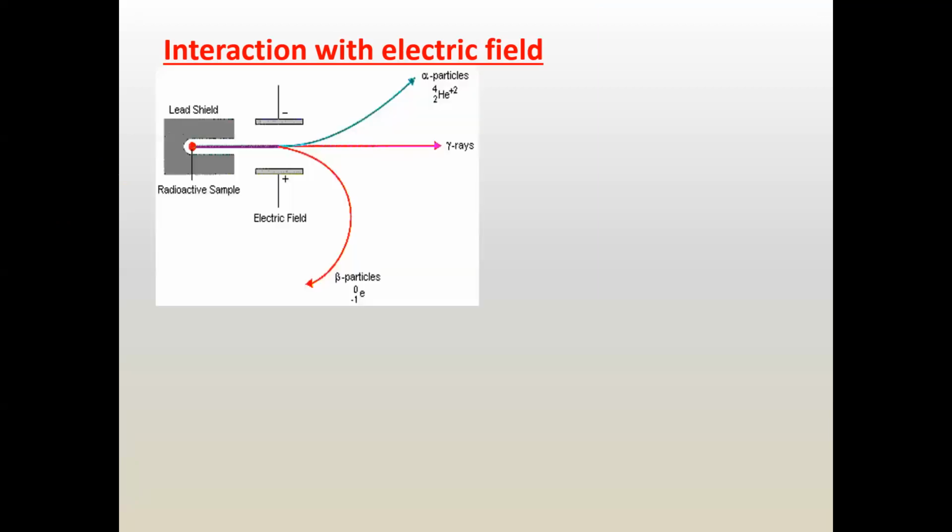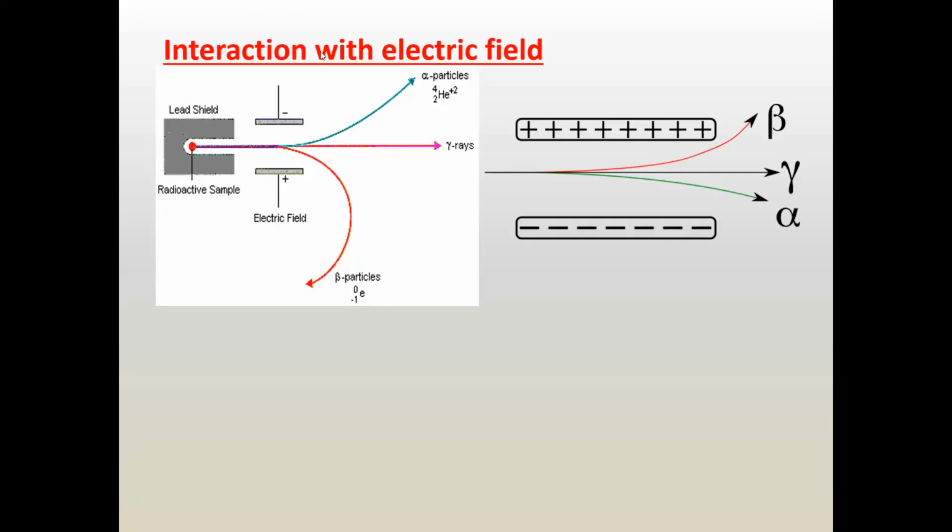Then interaction in an electric field: how these radiations interact in the electric field. As you can see, we have electrodes, one positive and another negative. The charge of the alpha is positive, the charge of the beta is negative, and gamma is neutral.